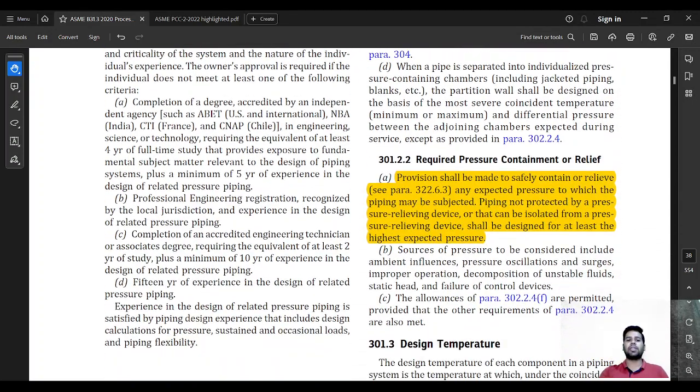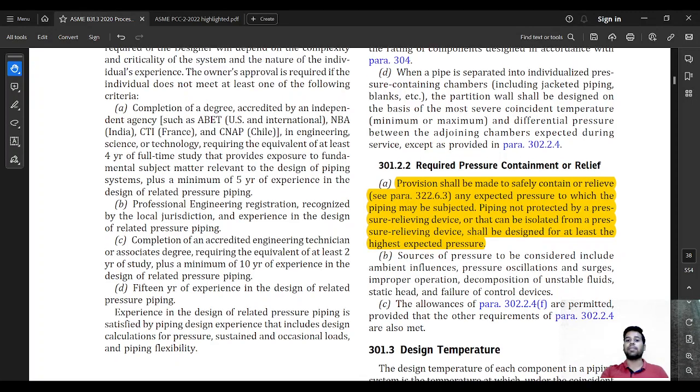So generally the person would need to fulfill some criteria. Basically, the person should have completed an engineering degree with these jurisdictions. They should have a professional engineering registration. They might be accredited as an engineering technician or have an associate's degree with at least 2 years of study and 10 years of experience. At least one of these following things is to be fulfilled for the person to be considered for the designing requirements of ASME B31.3.